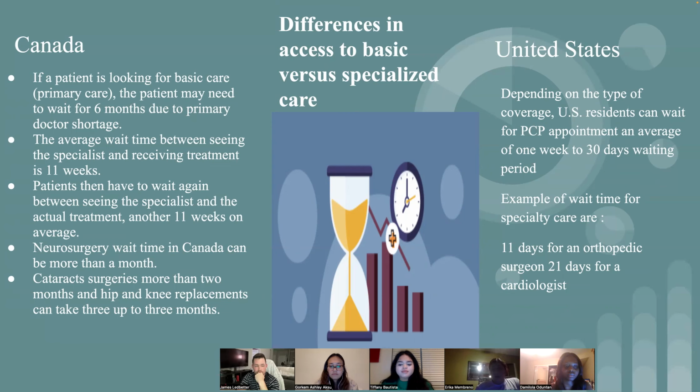In the United States, depending on the type of coverage, US residents can wait for a PCP appointment an average of 1 week to 30 days. Examples of waiting time for specialty care are 11 days for an orthopedic surgeon and 21 days for a cardiologist.